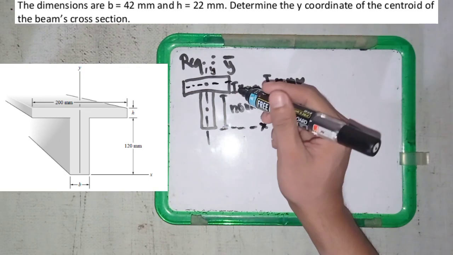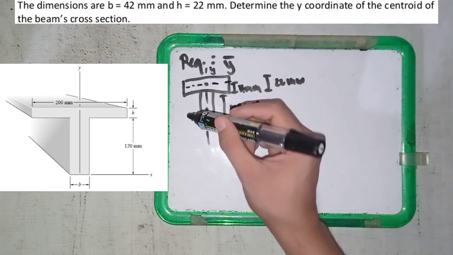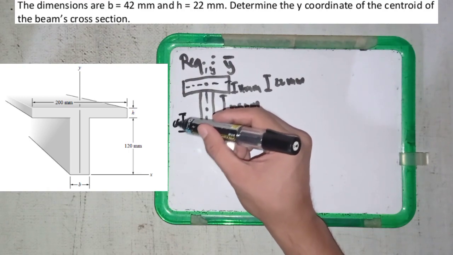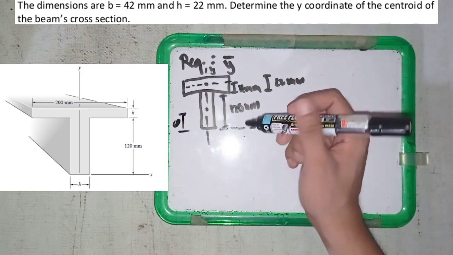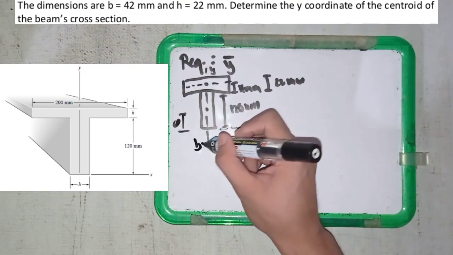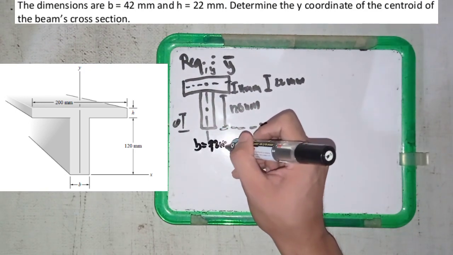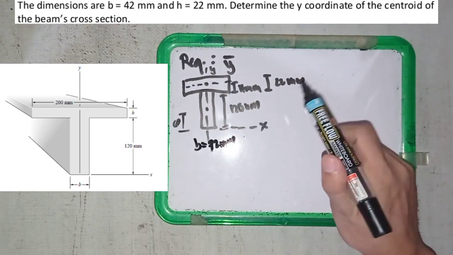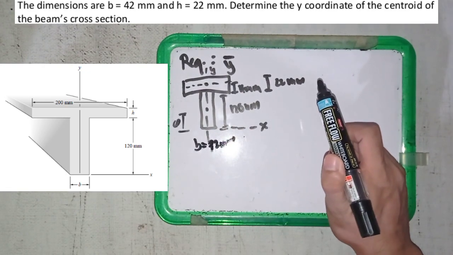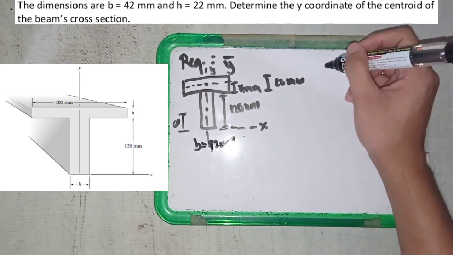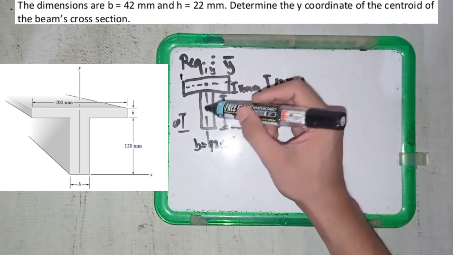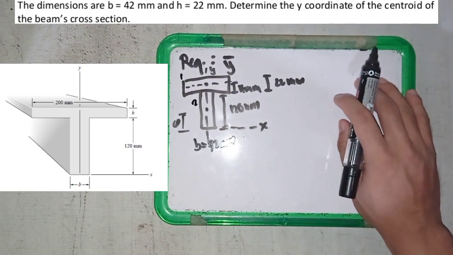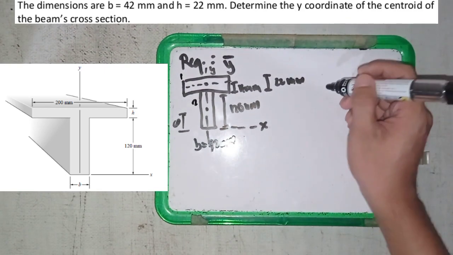We know half of this is 60 millimeters, and here the base is 42 millimeters. So how can we solve this? First, we need to compute the areas of the boxes. We can call this box 1 and this box 2, or rectangle 1 and rectangle 2. So compute for the areas.